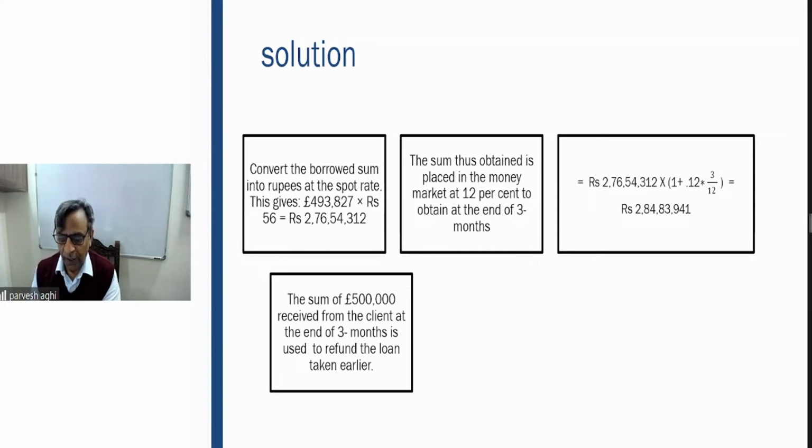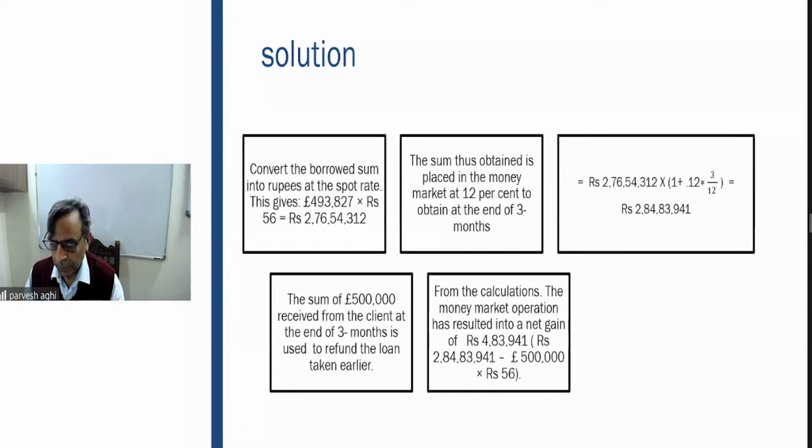The sum of 5 lakh pounds received from the client at the end of 3 months is used to refund the loan taken earlier. So now the money which the company has borrowed, 4 lakh 93,827 pounds, will become 5 lakh pounds. So that means this much of loan they have to pay now.